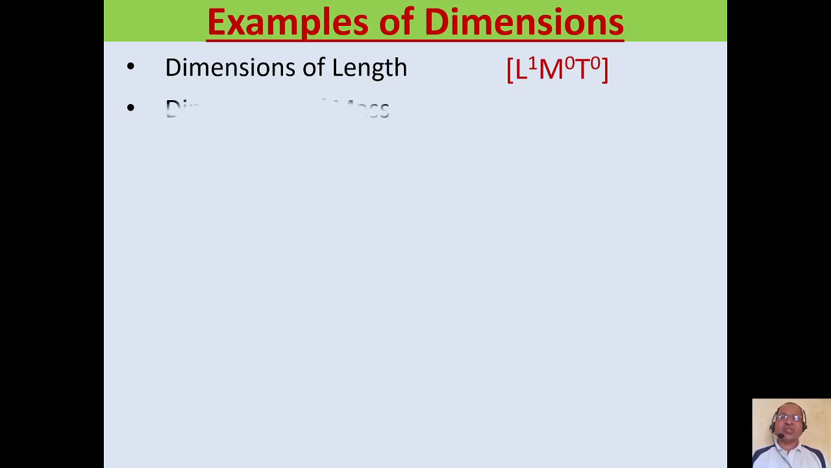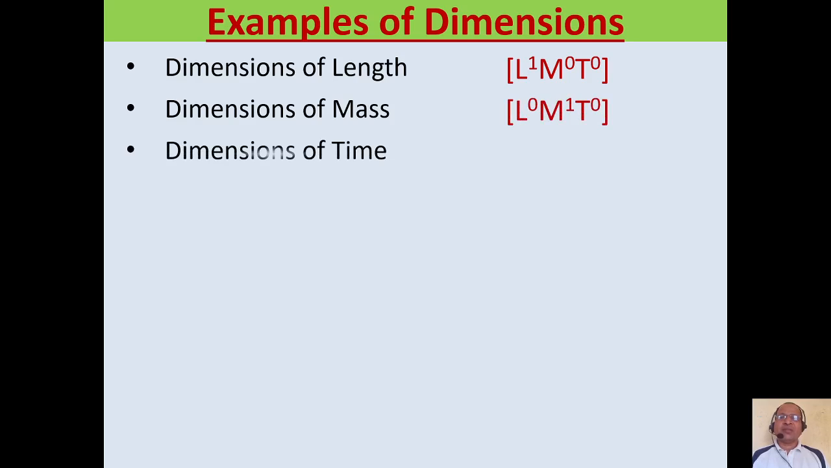Similarly, dimensions for mass: here the mass quantity is present, so M raised to 1. Length and time quantities are absent, so their power is 0. So the dimensions of mass are L raised to 0, M raised to 1, T raised to 0. Dimensions of time: the time quantity is 1 time, so T raised to 1. Length and mass quantities are absent, so their powers are 0. So the dimensions of time are L raised to 0, M raised to 0, T raised to 1.